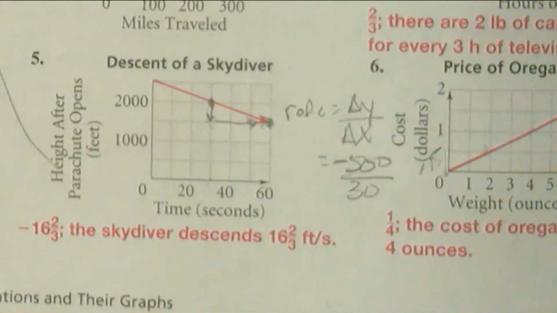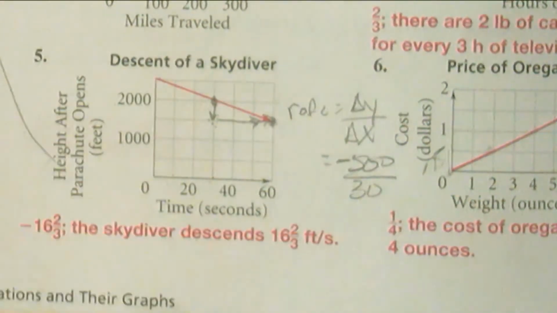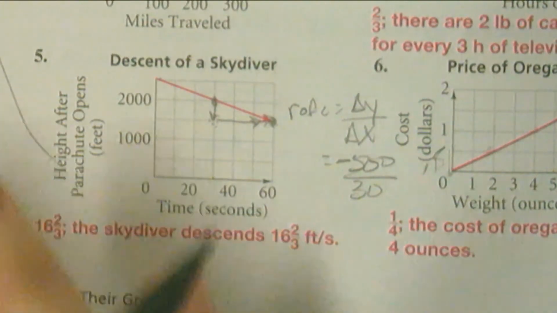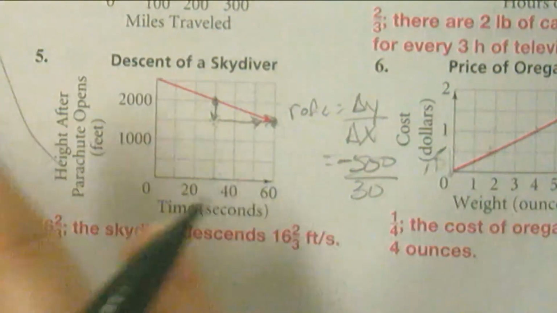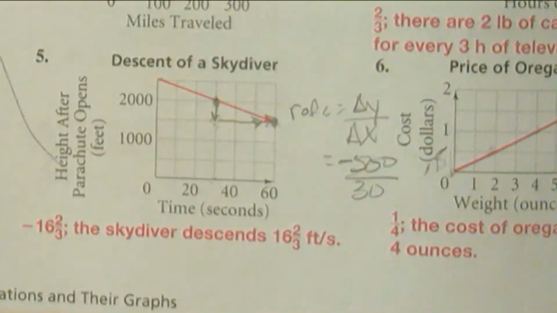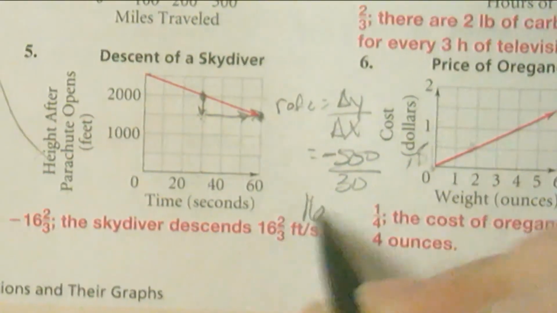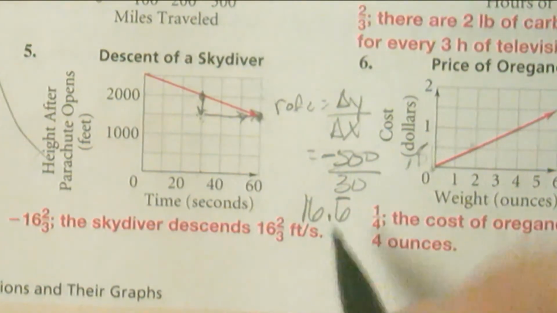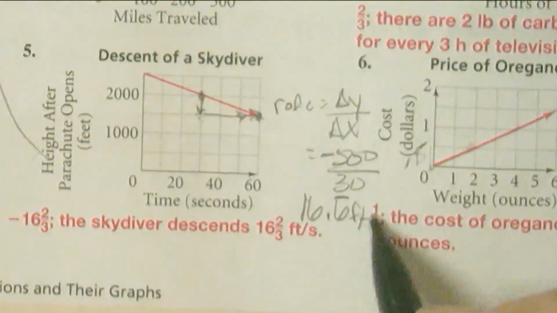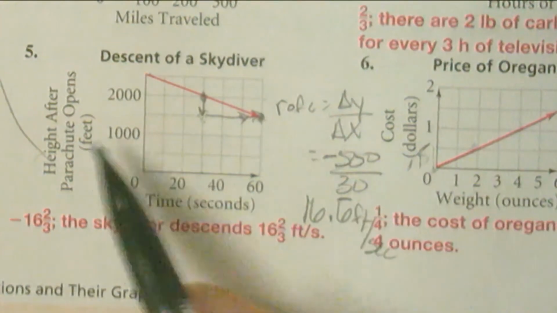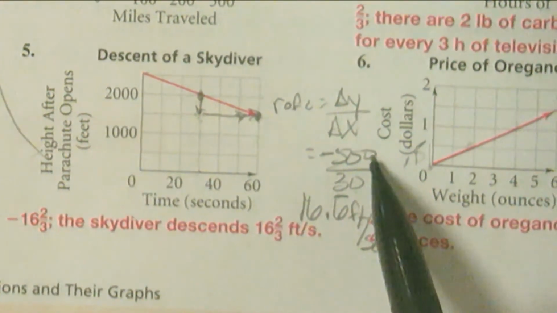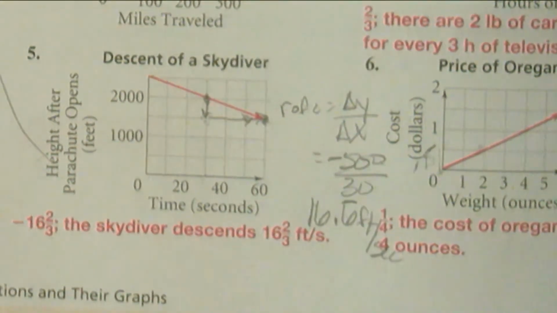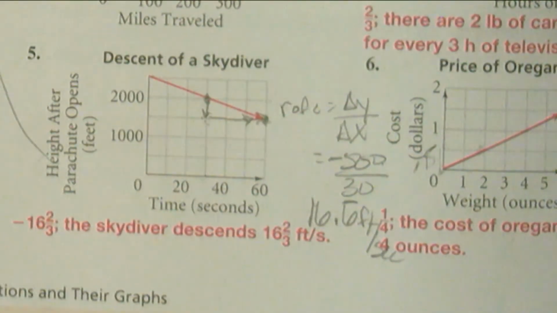So now I'm just going to do that division. So I end up with 500 divided by 30, and I end up with 16.6 repeating. They did 16 and 2/3 feet per second, because my numerator information was feet, my denominator information is seconds. And if you did that as 16 and 2/3, that's fine with me. But I'm good with that as a decimal as well.